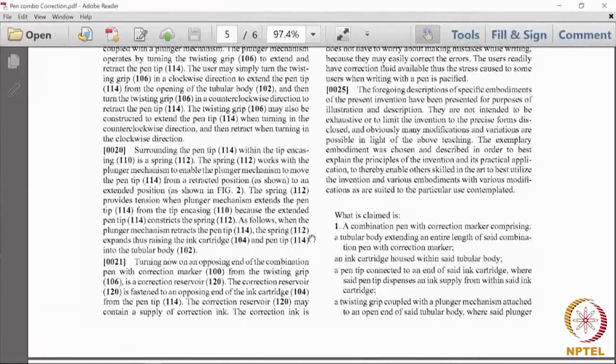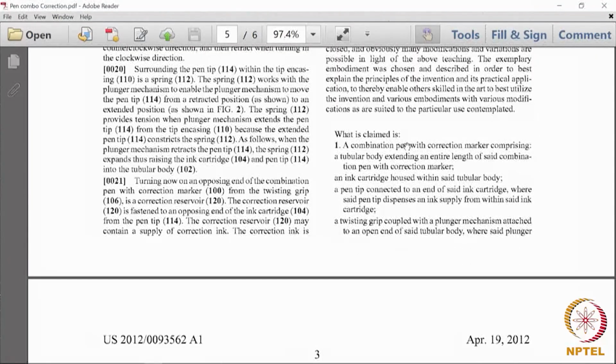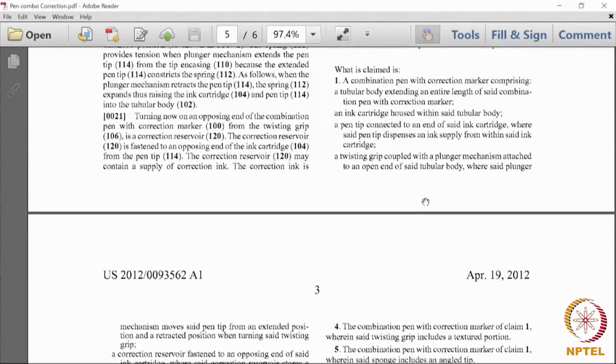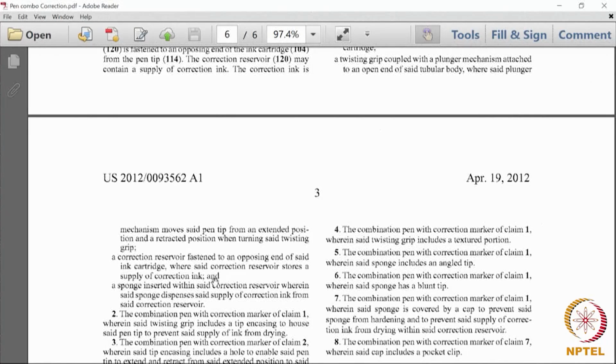And finally, you have the claim. The claim in a US patent begins with the statement "what is claimed is." In India, it is "I claim" or "we claim." What is claimed? A combination pen with correction marker comprising, now comprising colon, if you can see that. Now, comprising colon allows you to split a sentence into various components. You can see that there are various clauses here ending with semicolon, and finally you have "and" and you have the clause ending with a full stop.